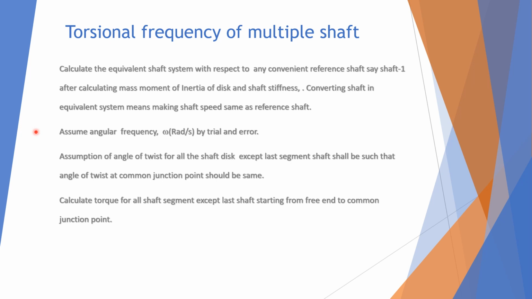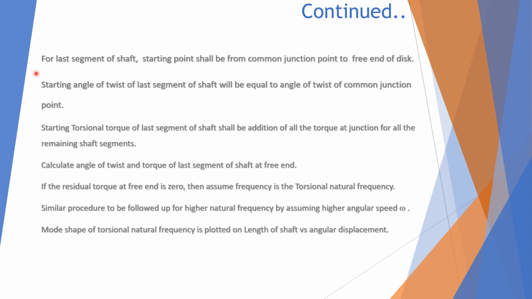Assumption of angle of twist for all the shaft disk except last segment shaft such that angle of twist at common junction point should be same. Calculate torque for all the shaft segment except last shaft starting from free end to common junction point. For the last segment shaft, a starting point shall be from common junction point to free end of the disk.